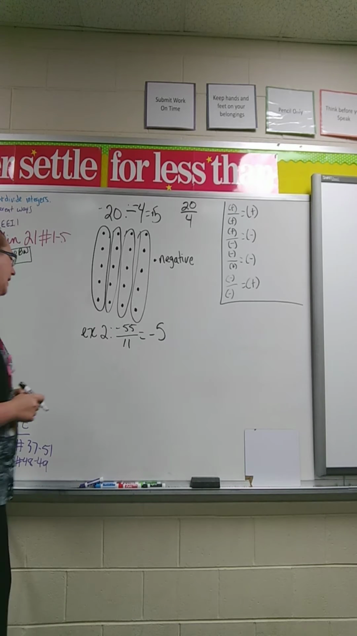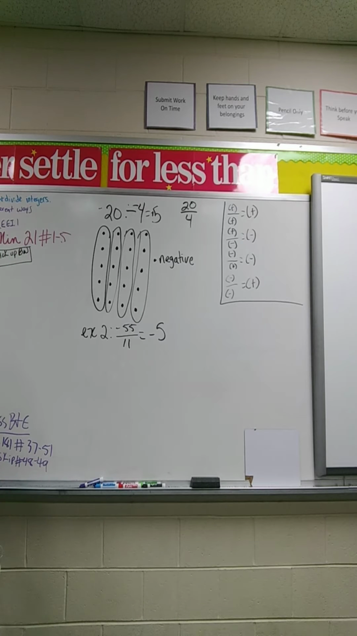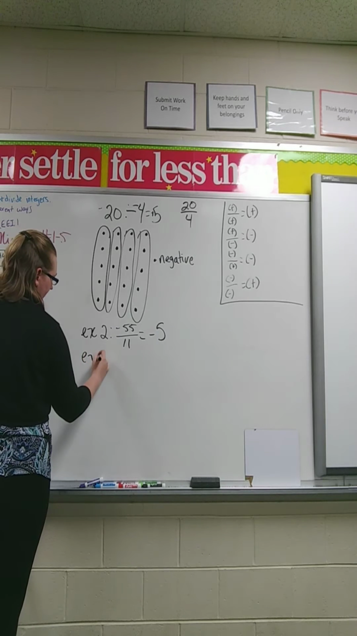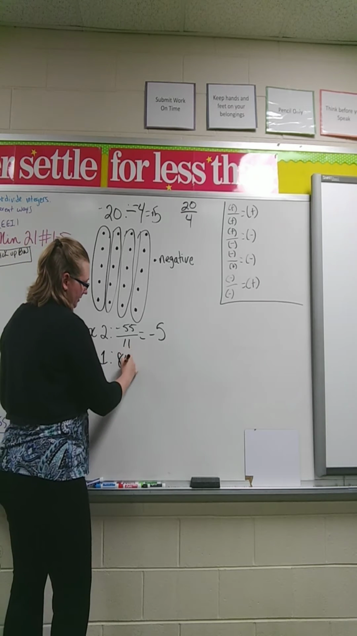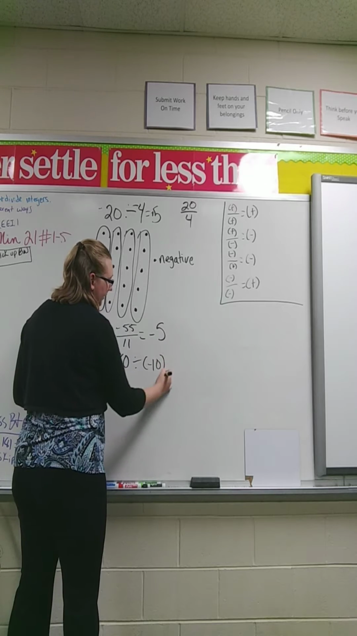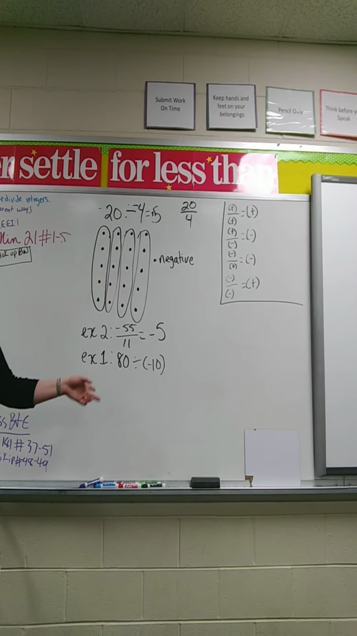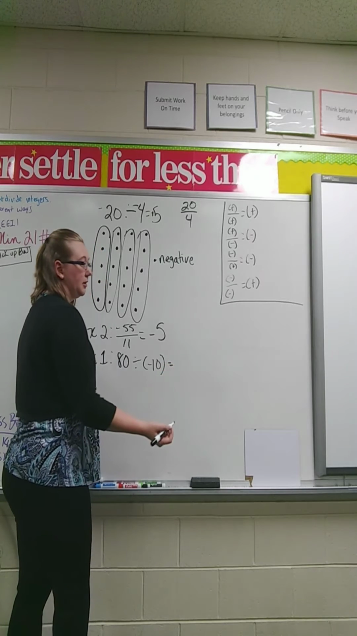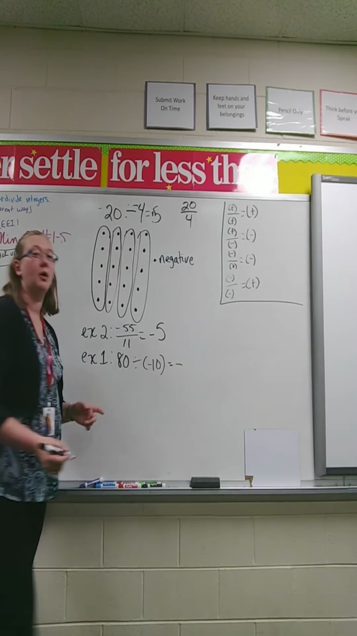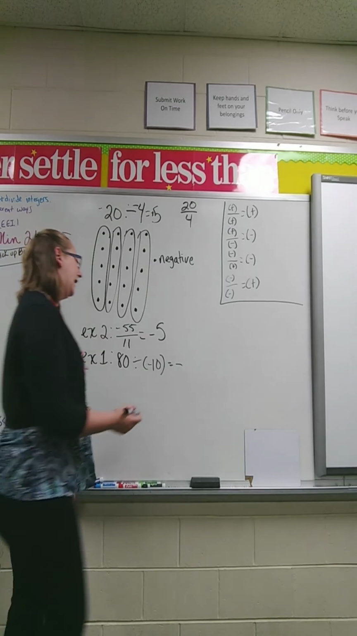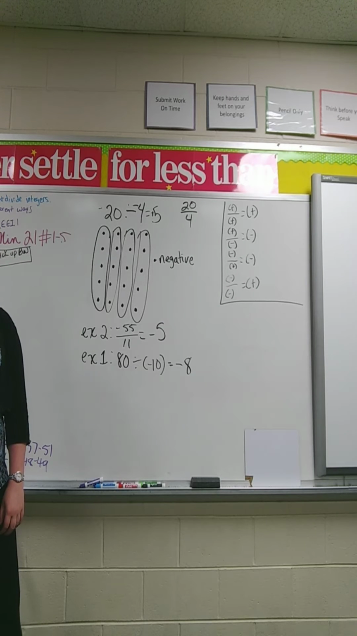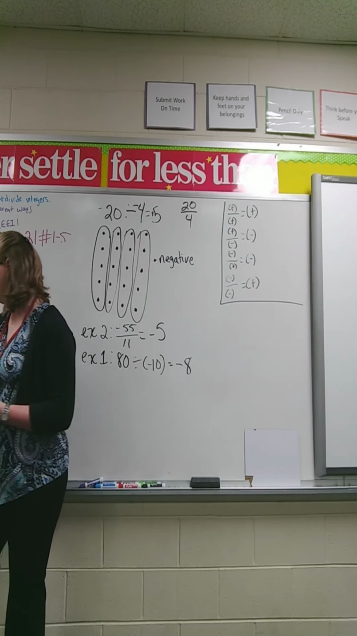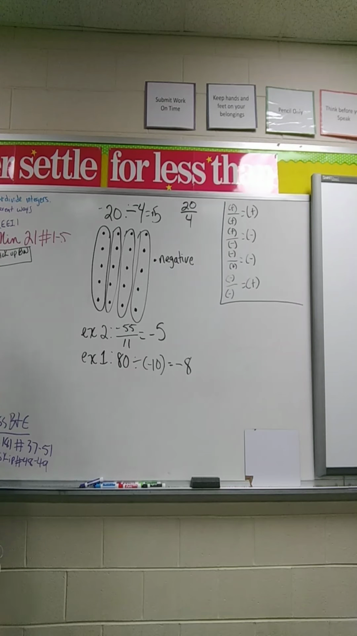Okay. We're going to go back and do example 1. In example 1, we see 80 divided by negative 10. So here we have a positive divided by a negative, so our answer is going to be negative. What is 80 divided by 10? 8. So that means that the final answer would be negative 8. Any questions about that?